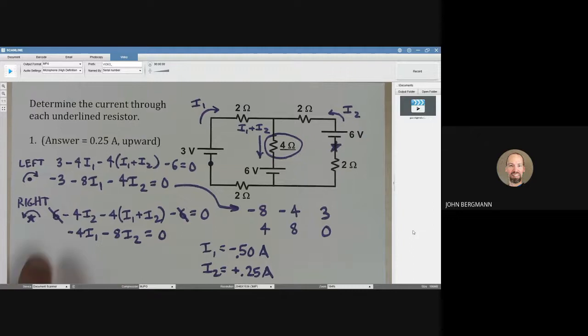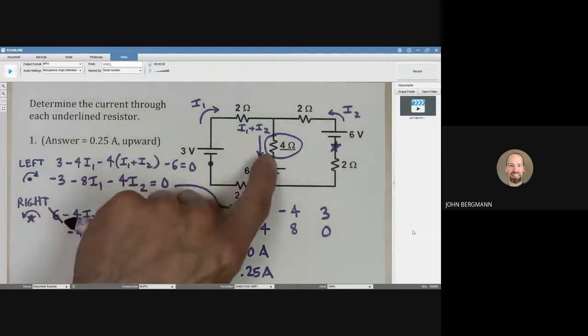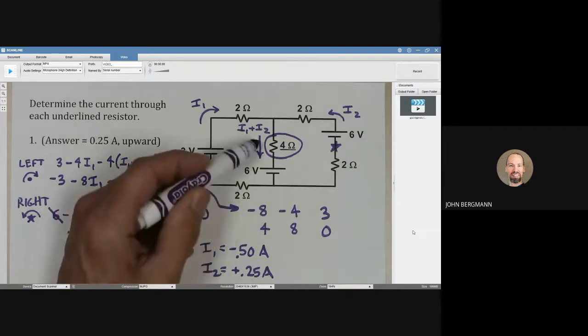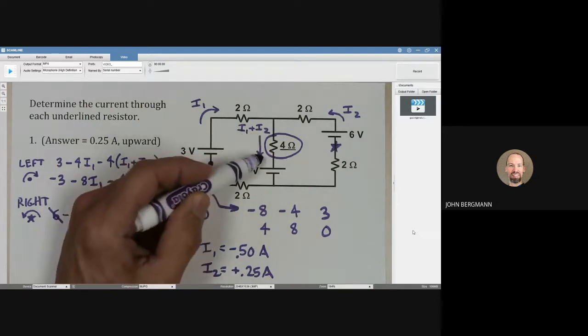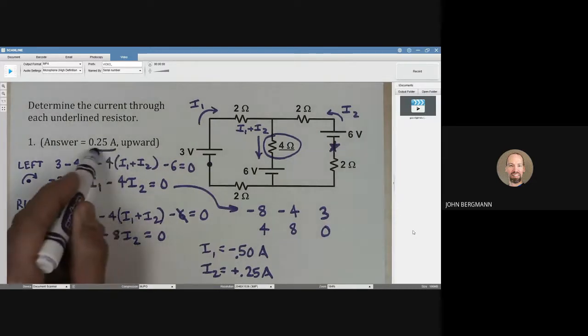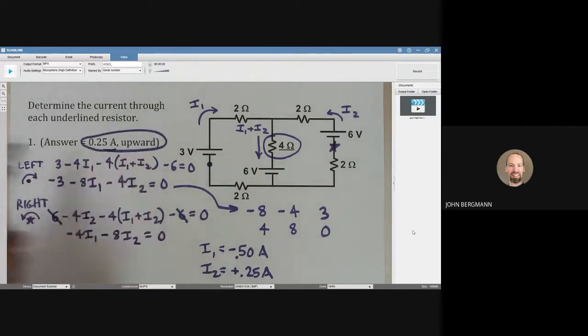Now, the original question was, what's the current through this 4 ohm resistor? And we said it's going to be I1 plus I2 in this downward pointing direction. I1 plus I2 would give us negative 0.25 in the downward direction. And look at that. Doesn't that mean that we get 0.25 amps in the upward direction?